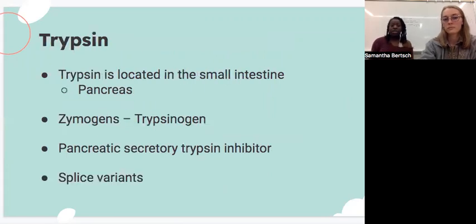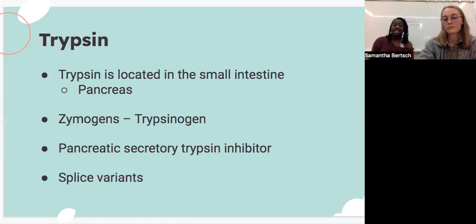Now we're going to focus more on our enzyme of choice, trypsin. Trypsin is located primarily in the small intestine, but is produced by the pancreas with the help of pancreatic acinar cells. Enzymes can exist in an inactive state called zymogens. In the case of trypsin, this inactive form is trypsinogen. Trypsinogen is mainly found in the pancreas and is activated in the small intestine by enteropeptidase. Enteropeptidase cleaves around 7 to 10 amino acids of the N-terminus of the trypsinogen, which induces a conformational change which will activate the enzyme into trypsin.